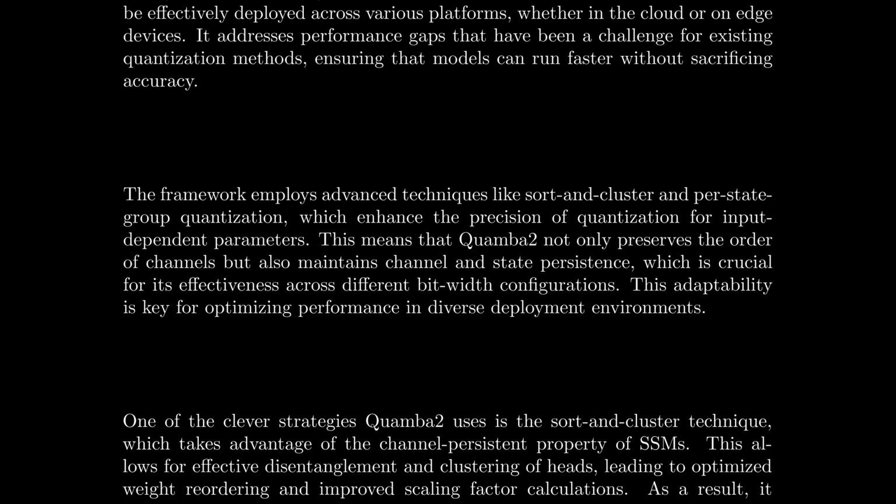quantization for input-dependent parameters. This means that QAMBA 2 not only preserves the order of channels, but also maintains channel and state persistence, which is crucial for its effectiveness across different bit width configurations. This adaptability is key for optimizing performance in diverse deployment environments.